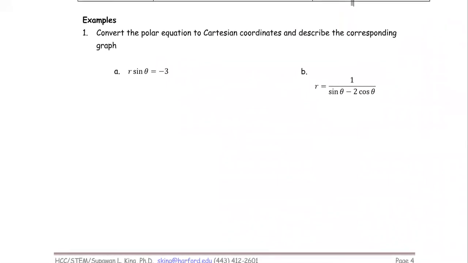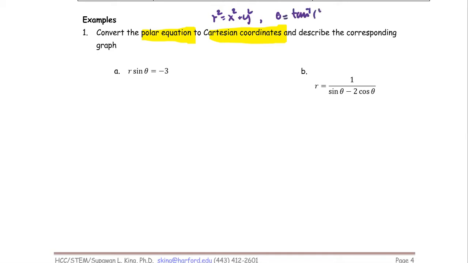For these examples, we are going to convert polar equations to Cartesian coordinates and describe the corresponding graph. In part A, we have r times sine theta equals -3. Recall the relationship of the polar and the Cartesian coordinates. r squared is x squared plus y squared, and the angle theta is the inverse tangent of y over x.